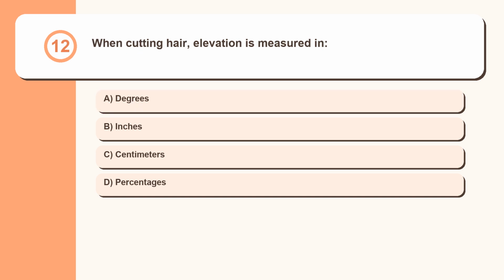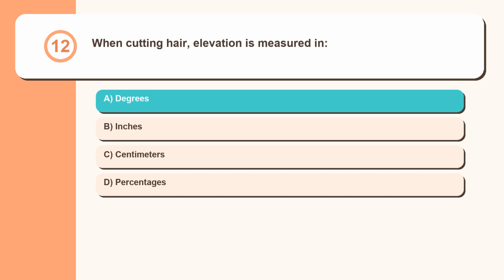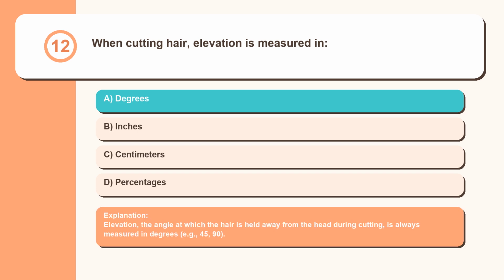Question 12. When cutting hair, elevation is measured in degrees, inches, centimeters, percentages. Elevation, the angle at which the hair is held away from the head during cutting, is always measured in degrees, for example 45, 90.